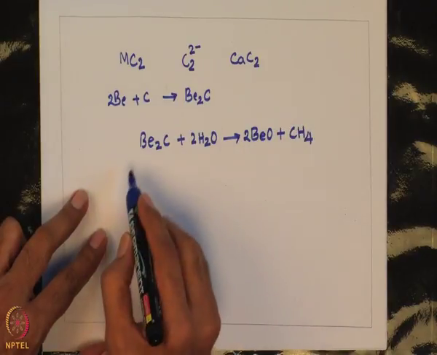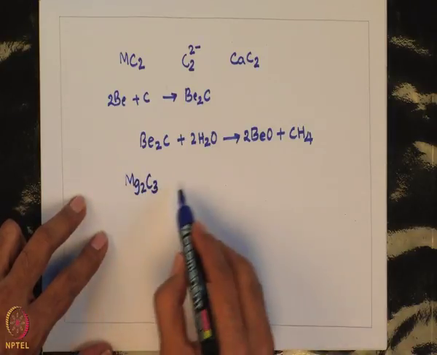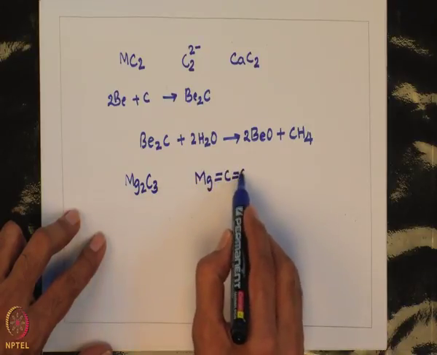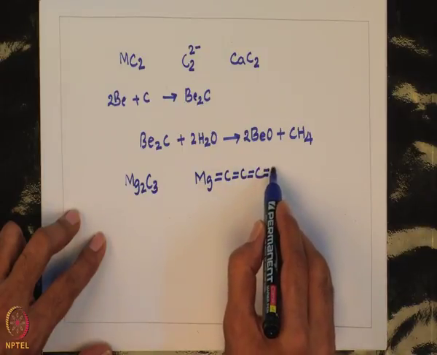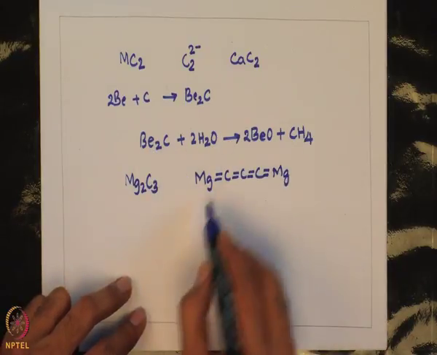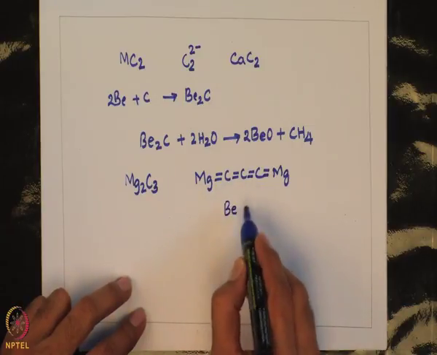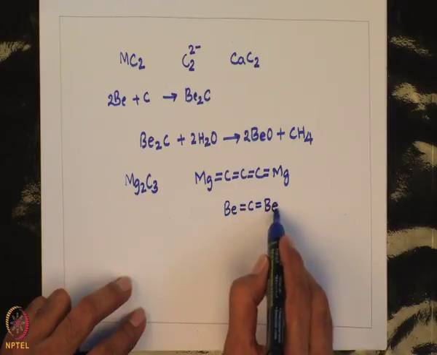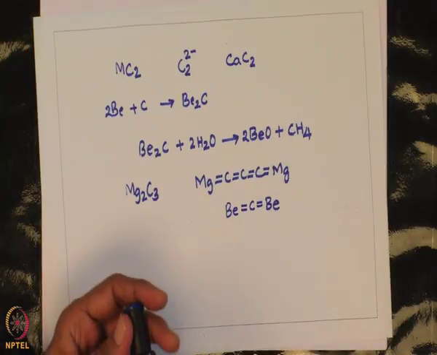And another carbide is Mg2C3, or it can also be written in this fashion. And of course, beryllium carbide has this structure. So this is how you can satisfy the valency and write the correct structure.